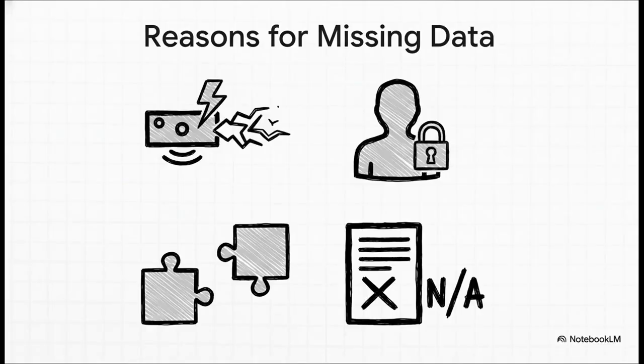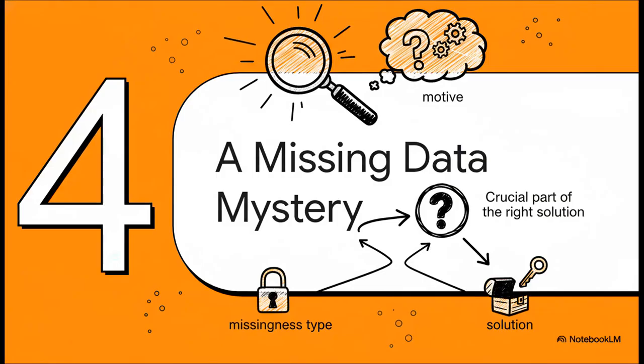The reasons can be all over the place. It could be a simple technical issue, right? Like a temperature sensor that failed during a power outage. Or it could be human factors. Anything from a simple data entry typo to a totally legitimate privacy concern, where someone just chooses not to share sensitive information. It can happen during data processing, like when you're trying to merge two datasets that don't quite line up. And sometimes it's just plain inapplicability. A field like pregnancy status just doesn't make sense for a male respondent. And this brings us to the most critical part of our investigation, because understanding the motive helps us categorize the type of missingness. And this, right here, is the key that unlocks the right solution.